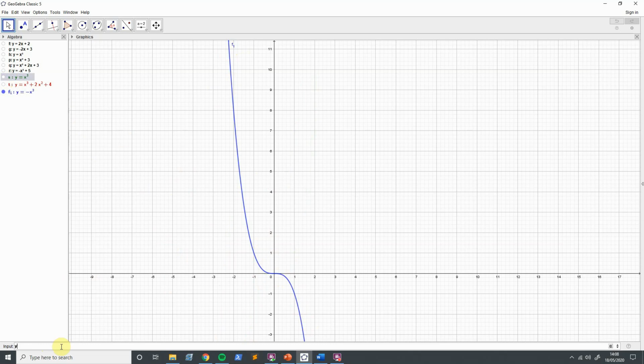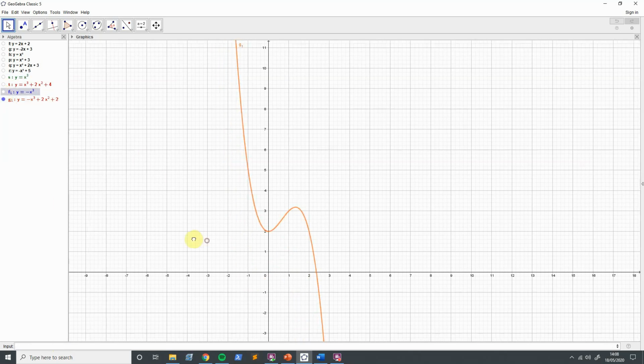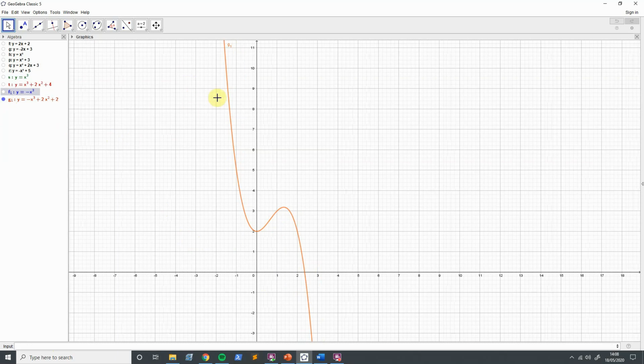And if I do one that's got a bit more of a wibble wobble in there, so minus x cubed plus 2x squared plus 2. I'll leave it like that. So this is a negative x cubed graph. So we've got a positive x squared in there, but because it's got the negative x cubed, which is the highest power, that kind of overrides everything else and makes it look like this. So it goes down, up, down.